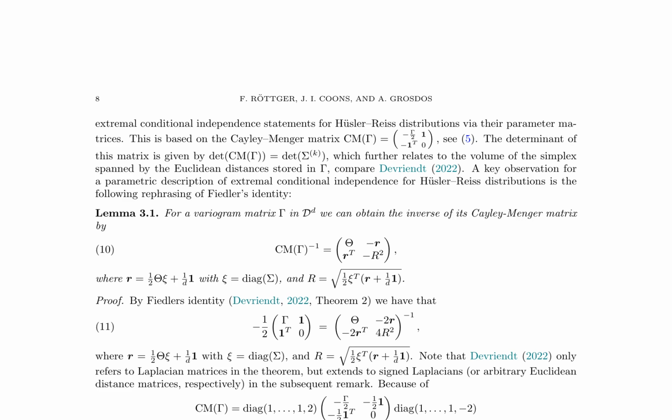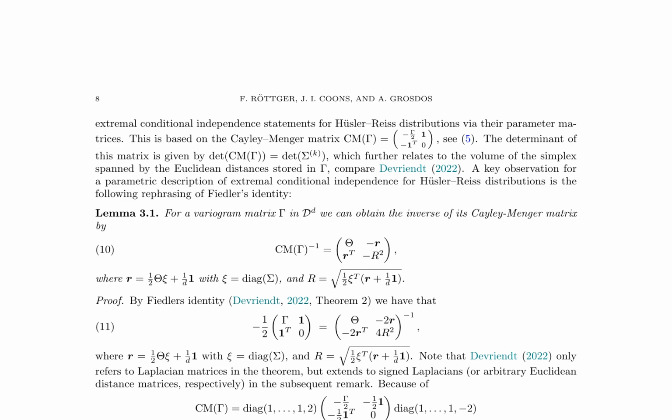The section discusses extremal conditional independence statements for Hüsler Reiss distributions via their parameter matrices, focusing on the Cayley-Menger matrix. It presents a key observation in the form of a rephrased Fiedler's identity, providing an expression for the inverse of the Cayley-Menger matrix. This identity is crucial for understanding the relationship between the variogram matrix and its inverse, playing a significant role in the parametric description of extremal conditional independence.